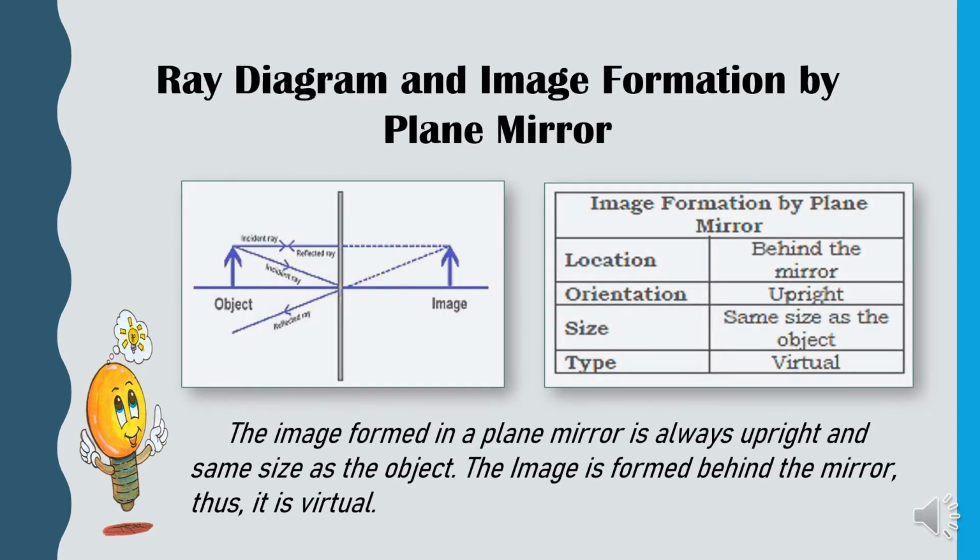The plane mirror exhibits specular or regular reflection. The image formed is always upright and same size as the object. The image is formed behind the mirror, thus it is virtual.